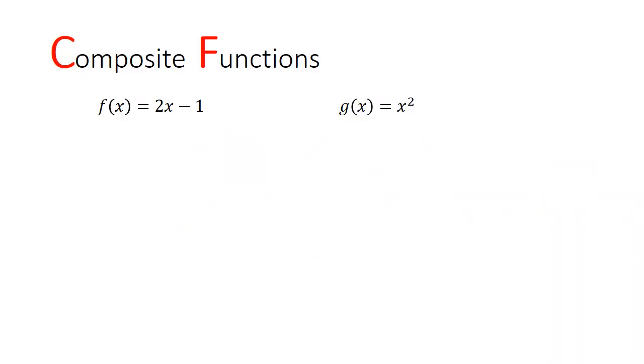The last concept today is composite functions. Let's look at the example below. Suppose we have two functions, f and g. f of x equals 2x minus 1, and g of x equals x squared.